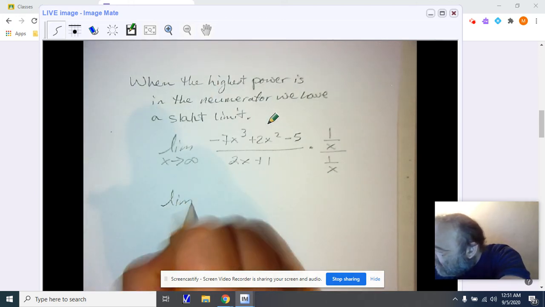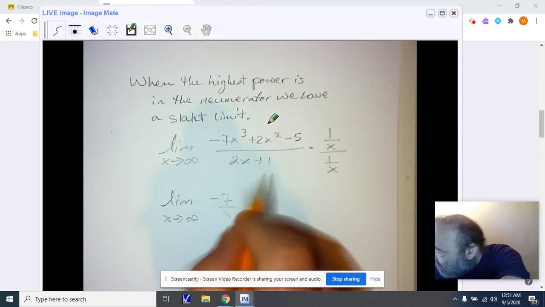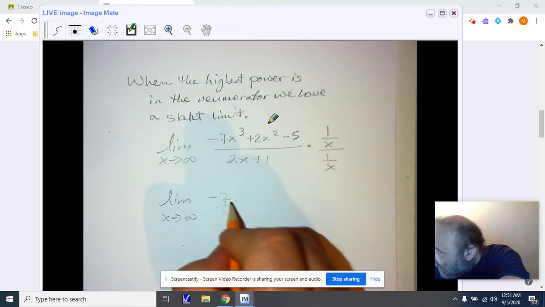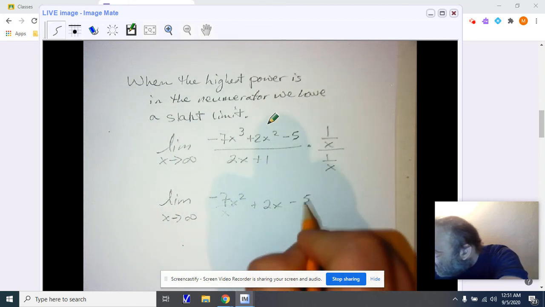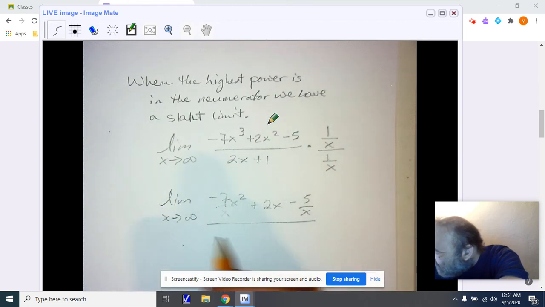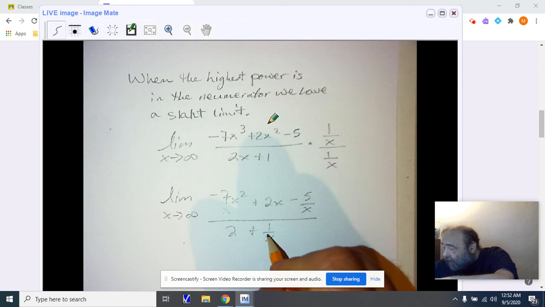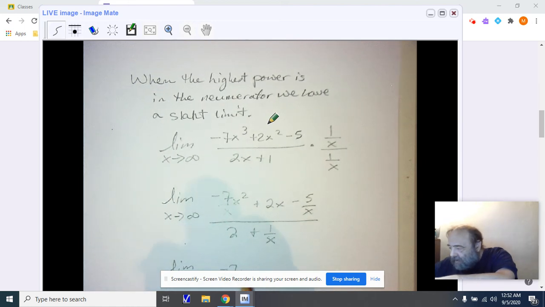Notice we get the limit as x approaches infinity for negative 7 over x. Let's just simplify it as we go. So we're going to have negative 7x squared plus 2x minus 5 over x divided by 2 plus 1 over x. Now, according to that rule that we've already discussed, we know that this is going to be a 0, this is going to be a 0. We're really looking at the limit as x approaches infinity for negative 7x squared plus 2x.